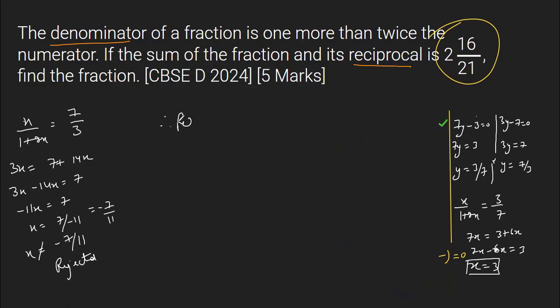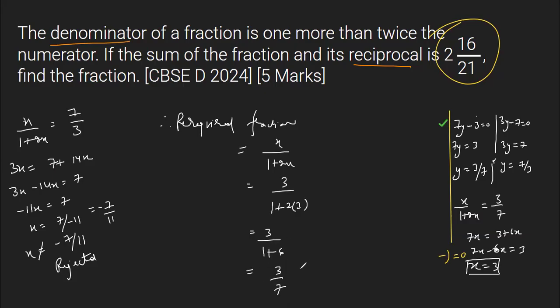Therefore, required fraction. What was the required fraction? I hope you still remember. It is x upon 1 plus 2x. What is the value of x? It's 3. So 3 upon 1 plus 2 times 3, which is 3 upon 1 plus 6, right? So it is 3 by 7. So this is the required value of the fraction which we need. That's it. This is the right answer.